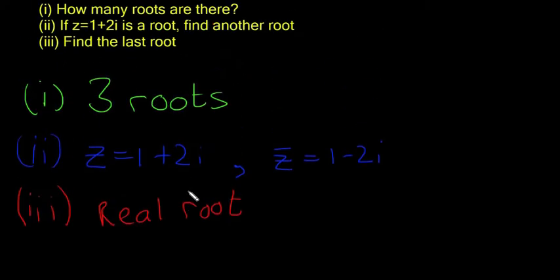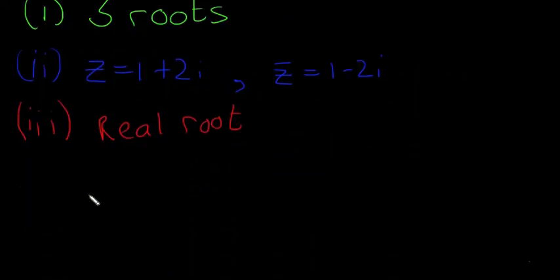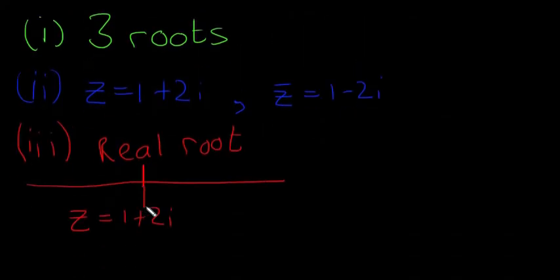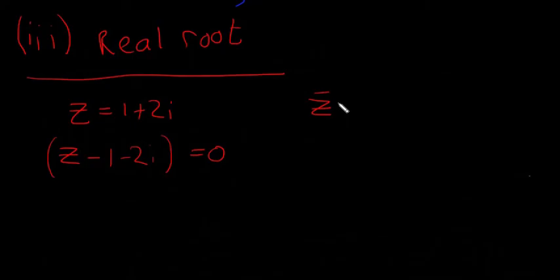Okay, so now how do we find the last root? This is the main bit of the question. It's kind of like back when we were talking about quadratics and x's and algebra. So I'm just going to draw a line. z is equal to 1 plus 2i. That's the root. That means the factor is z minus 1 minus 2i is equal to 0. If you remember, that looks like a factor like we would have had with algebra. And again, z bar is equal to 1 minus 2i. So z minus 1 plus 2i is the other factor.